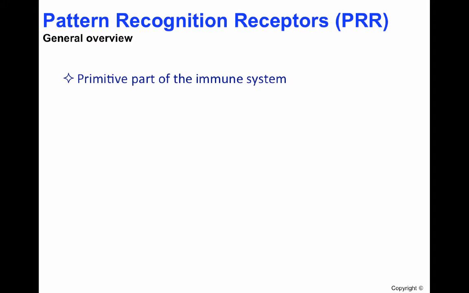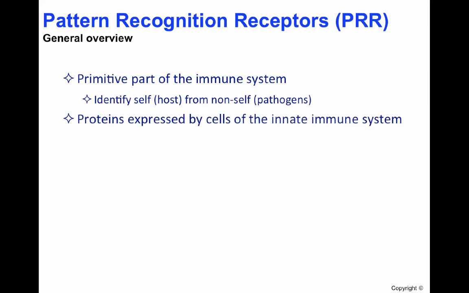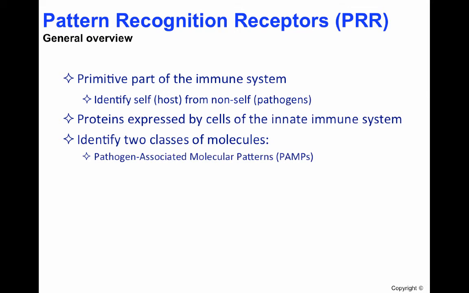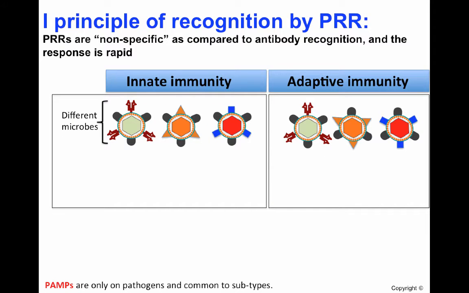PRRs are a primitive part of the immune system. They identify self or host proteins from non-self or pathogens. PRRs are proteins expressed by cells of the innate immune system. PRRs identify two classes of molecules: pathogen-associated molecular patterns or PAMPs, which are associated with microbial pathogens, and damage-associated molecular patterns or DAMPs, which are released during cell damage or death.